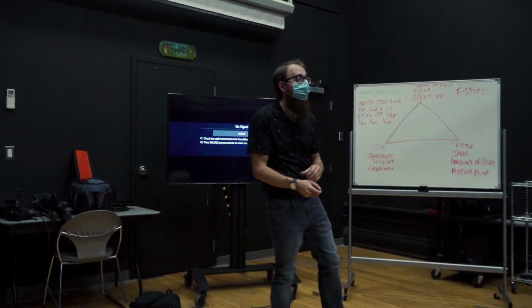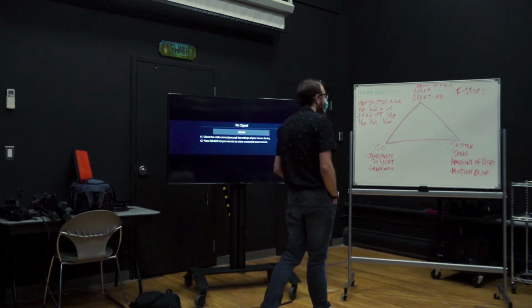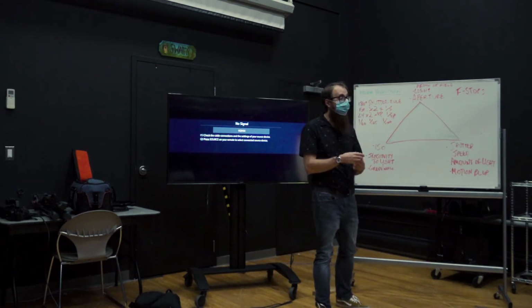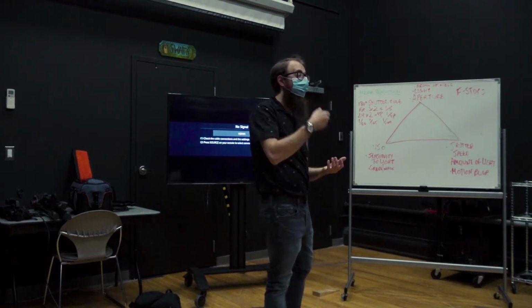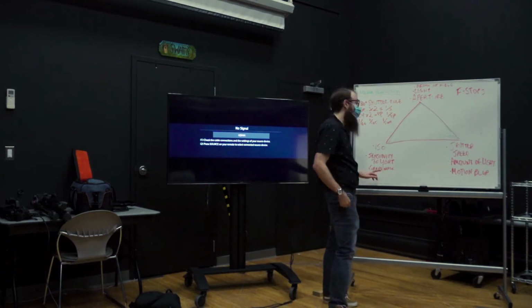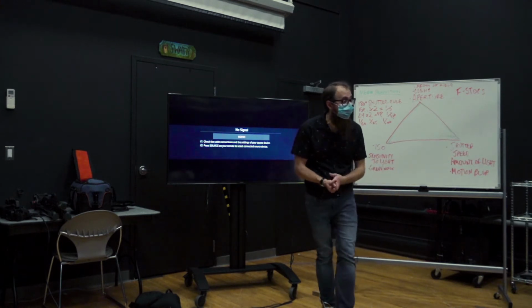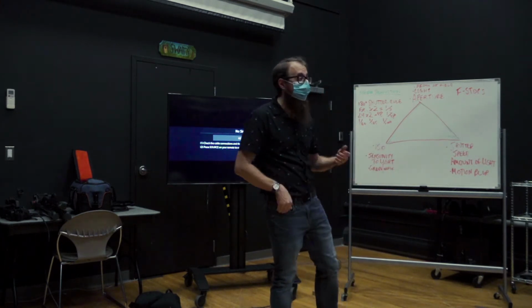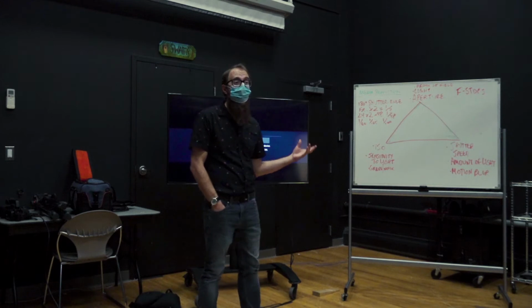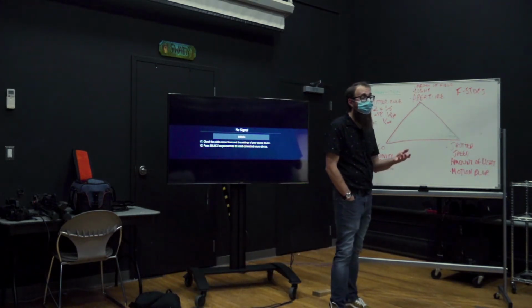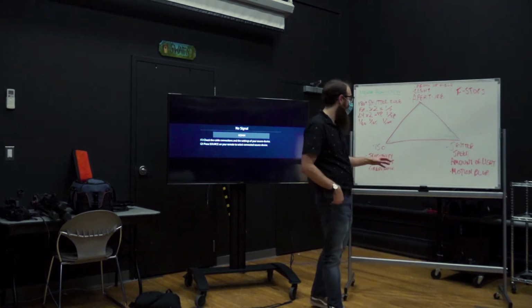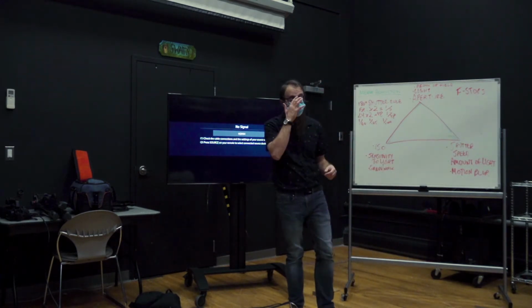ISO is the sensor's sensitivity to light. So if you increase the ISO, you make the sensor more sensitive to light, thereby brightening the image. The drawback is you introduce grain or noise to the image, so it degrades over time. The harder you push the ISO, the higher you increase that value, the more grain or noise you introduce to the equation. So you have to find that happy medium.